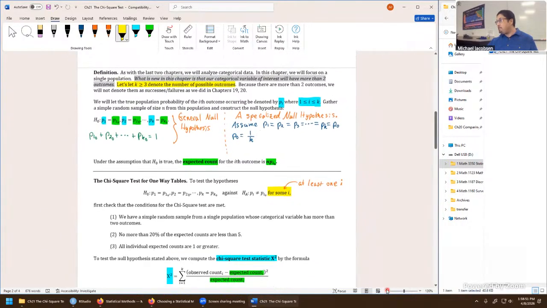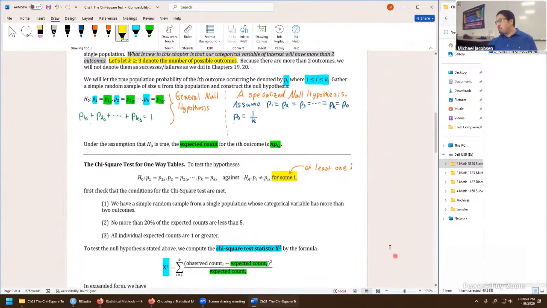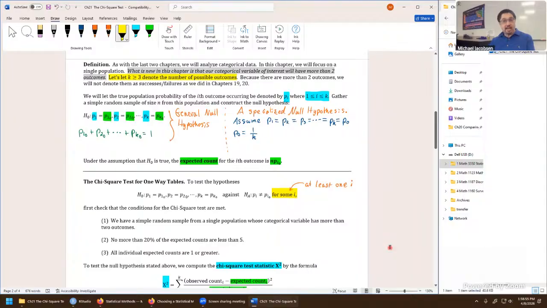Well, that's the statement of the test so far. What we're going to look into next is conditions, how to compute the test statistic, and then we'll run it through a particular problem. Any questions or comments at the moment?